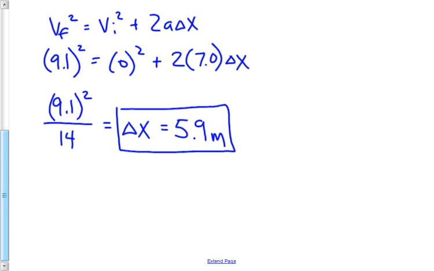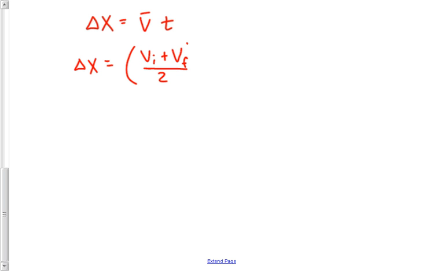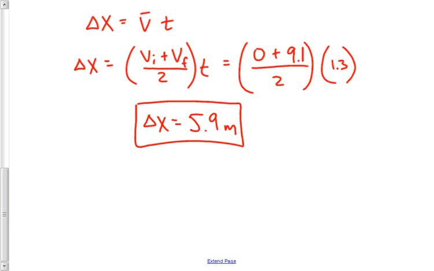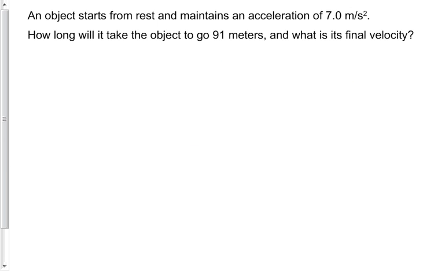Of course, you can also get a little bit tricky and use one of the equations that we looked at in the last video, and that's that displacement is equal to average velocity times time. And if we plug in that tricky form of average velocity that we were dealing with earlier, and plug in the things we know, initial velocity was just 0, final velocity was 9.1 meters per second, and the time was given as 1.3 seconds, you'll still get 5.9 meters. Many, many ways to do these problems. Let's look at another one.